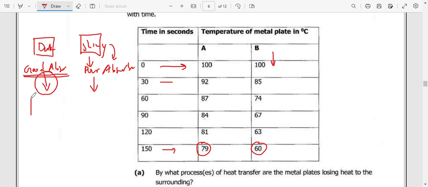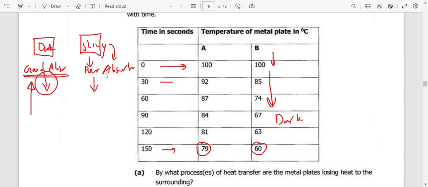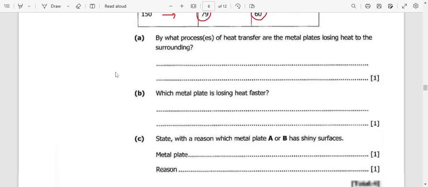The reason as to why they don't advise you to wear black colored clothes when it is hot is because they are going to absorb heat very fast, but they also release heat very fast. That's what we need to know. So from here we can determine that this one which is releasing the heat very fast is dark, because dark colored clothes or plates are good absorbers and good emitters. I hope that explanation is clear.